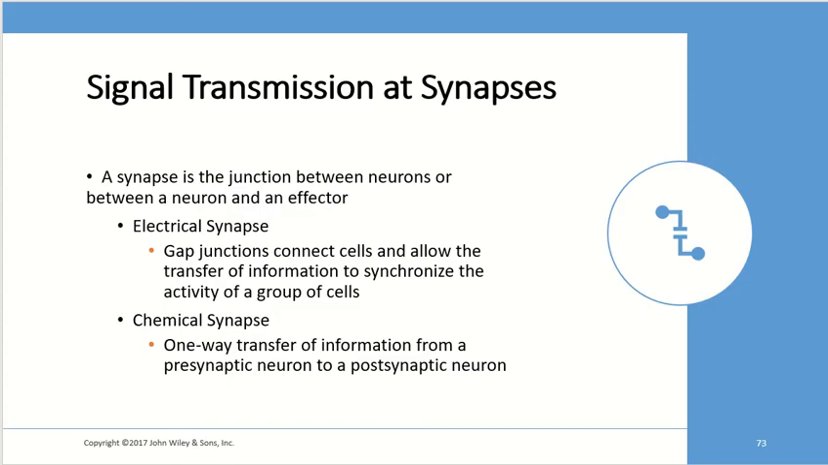So a synapse is going to be a junction between 2 neurons, or between a neuron and some effector. We've already said that. There are 2 different types of synapses that can occur. We have electrical or chemical synapses. In an electrical synapse, gap junctions are going to connect the cells and allow for the transfer of information to synchronize the activity of a group of cells. In chemical synapses, this is going to allow for one-way transfer of information from a presynaptic neuron to a postsynaptic neuron, or a postsynaptic cell.